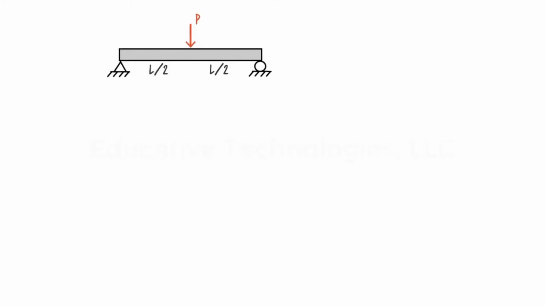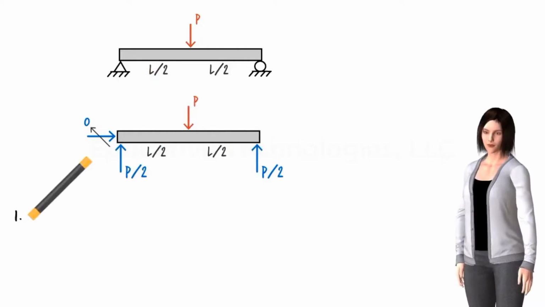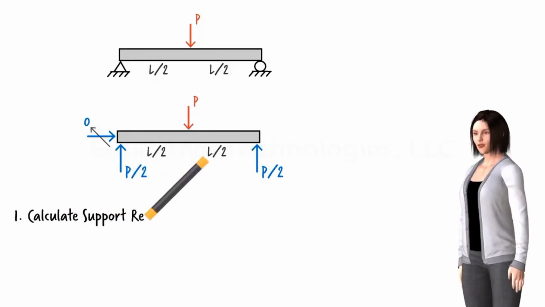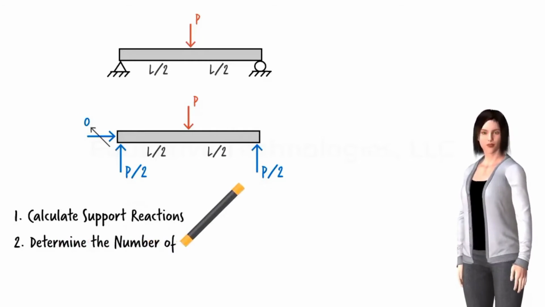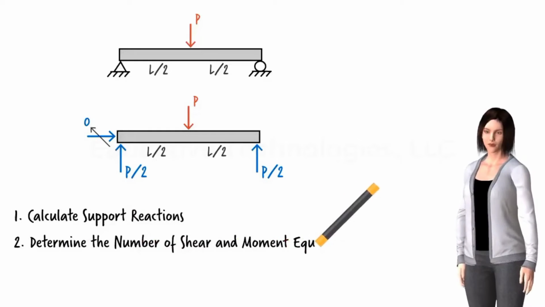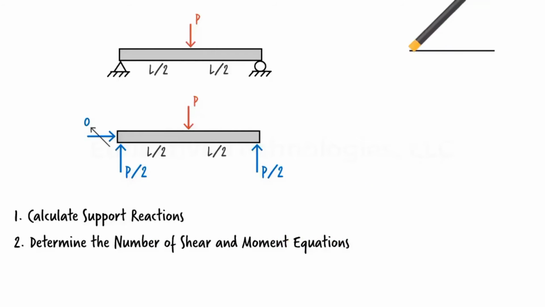Given a beam, we always start by calculating its support reactions. So, step 1 is to calculate the reaction forces. Step 2 is to decide how many shear and moment equations we need. That is, how many segments the beam is divided into by the loads. Let's spend a few minutes examining several cases here.